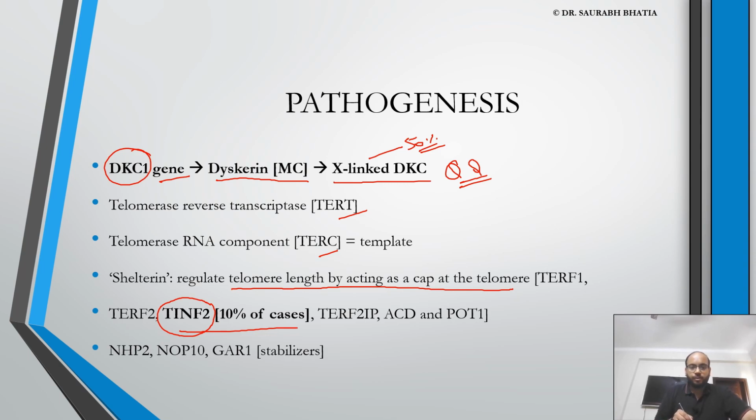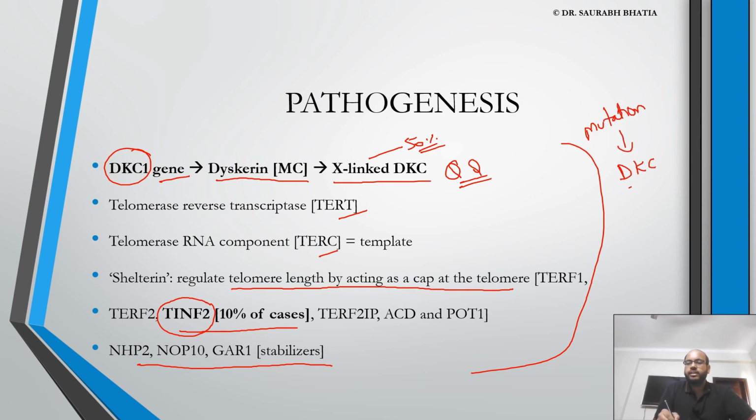There are other proteins like NHP2, NOP10, GAR1. These act as stabilizers. Essentially, a group of molecules come together and maintain the telomere length. In order for this group of proteins to act properly, you require stabilizers that will stabilize the structures, and NHP2, NOP10, GAR1 act as stabilizers. So any of these proteins that we have mentioned, if there is a mutation, you will have Dyskeratosis congenita. But remember, the most common protein is Dyskerin. Let's move forward.